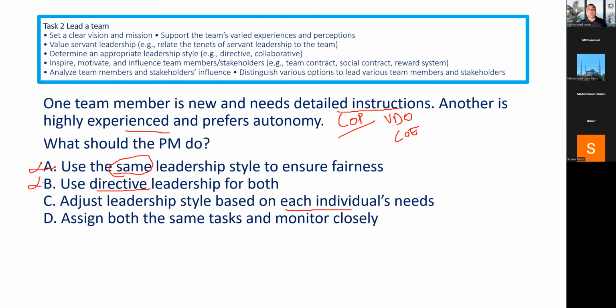Assign both the same task and monitor closely. It might help, but it will not solve the problem. Like letting them work together, that's what you are trying to say. It's good, but it still doesn't mean you can solve the problem. So the question is about individuals, so the individual is in C. It is about individuals' leadership style, that we have to deal with everyone in a different way, not with the same stick. Very good.